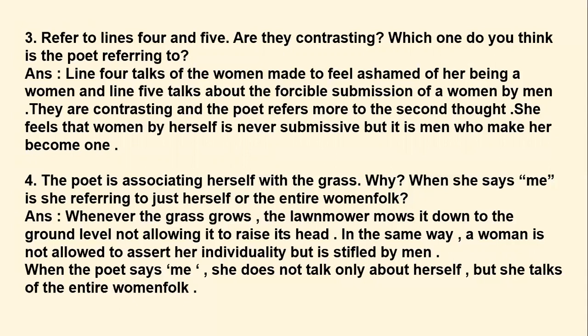In the same way, a woman is not allowed to assert her individuality, but is stifled by men. In a similar manner, a woman is also not allowed to raise her head, to make her identity in the society, to be independent and individually identified. Instead, she is stifled, suffocated and suppressed by men. This is what the poet tried to say here. And when the poet says 'me', she does not talk only about herself, but about the entire woman folk, because she knows the situation of the entire woman folk is the same as what she is undergoing. So 'me' means she is representing the entire woman folk. Okay, so you can write this answer in this manner.